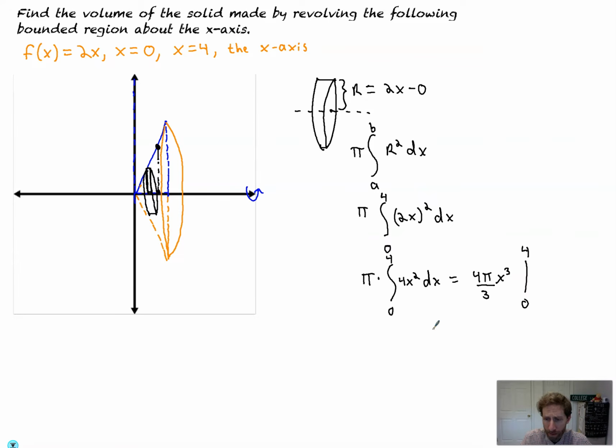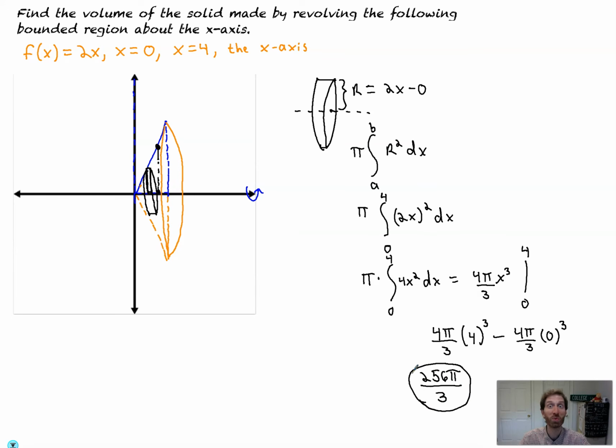I'm going to plug in 4 into this thing, and I'll get 4 pi over 3, all times 4 cubed, minus 4 pi over 3 times 0 cubed. First fundamental theorem of calculus in all its glory. The 0 cancels, you're left with 4 cubed, which is 64, times 4, which is 256, and then you've got pi over 3. Get used to seeing some funky answers. When you get nice answers, that's when you should worry.